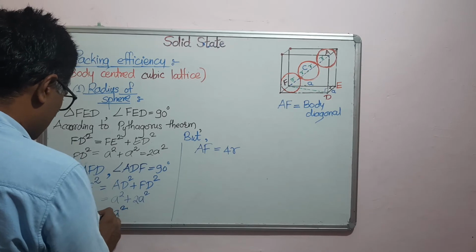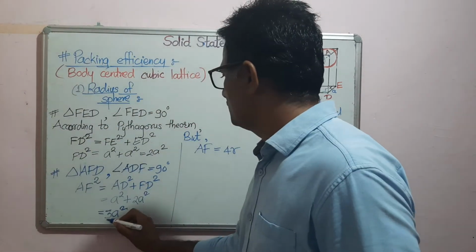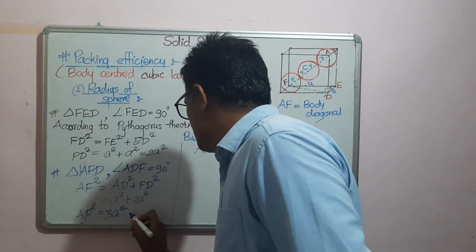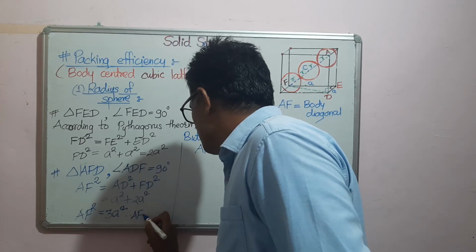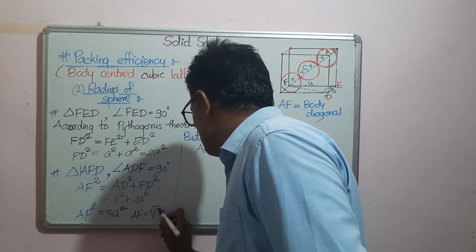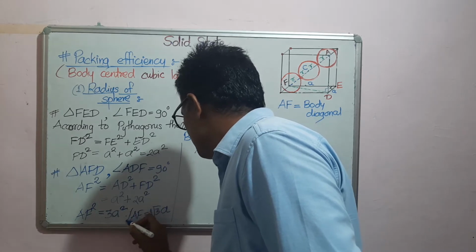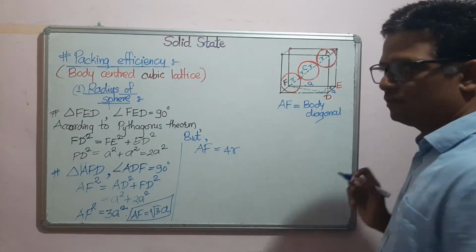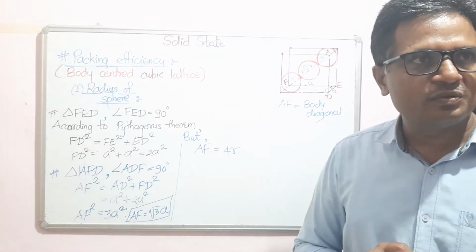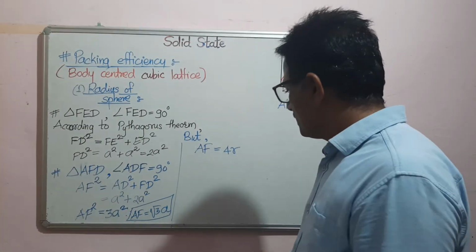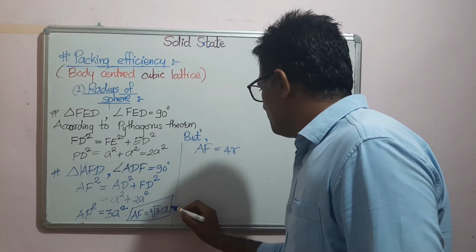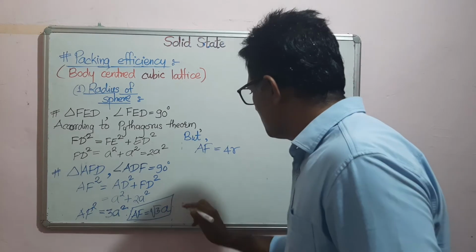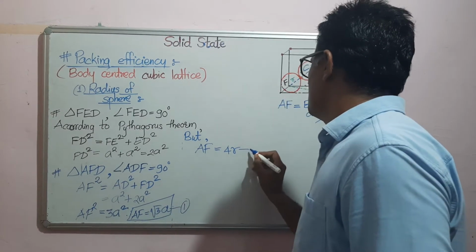So from this, here we have AF square is equal to 3a square. AF square is equal to 3a square, and from this what do you write? AF is equal to root 3 a. So the length of the body diagonal is equal to root 3 a. That is what I want to say. Okay. Now AF is equal to root 3 a, let's say this is equation number 1, and this is equation number 2.